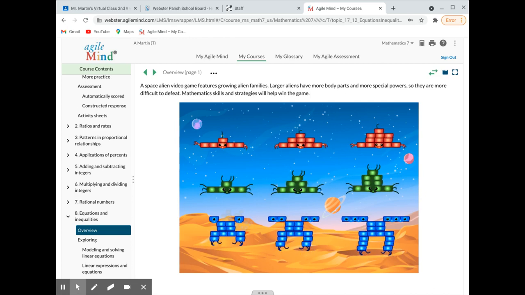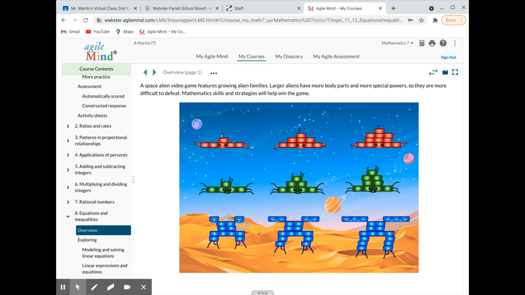All right. So what we're going to do is first look at this game and look at the different types of aliens we have here. I want you to think about how patterns might be involved in the growth of the aliens on this page, okay? So let's take a look at this. If you would read this for us, Tashandri? A special individual game features growing alien families. Large aliens have more body parts and more special powers, so they are more difficult to defeat. Mathematics skills and strategy will help you win the game.